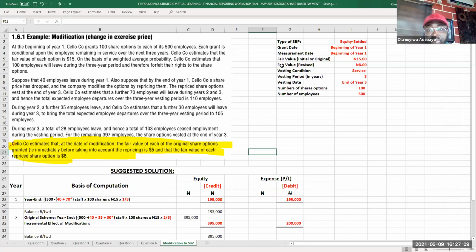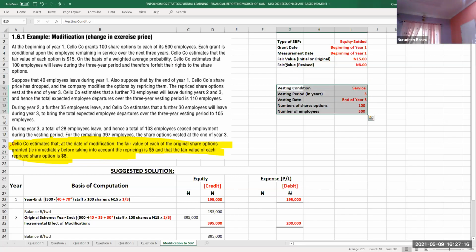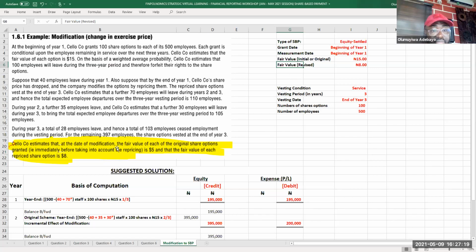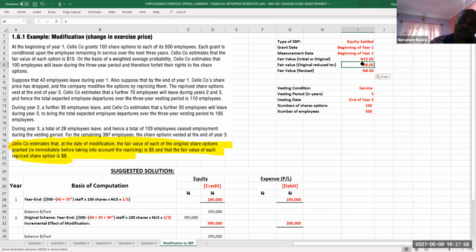Now, let me show you what I was trying to do here. Prior to the modification, the fair value of each of the original options has fallen. Therefore, I'll come down here to say fair value of original now reduced to. Reduced because in the market there's a downturn such that the share price of that company has fallen. And this has reduced to, what do they have there? $5. It has reduced to $5.